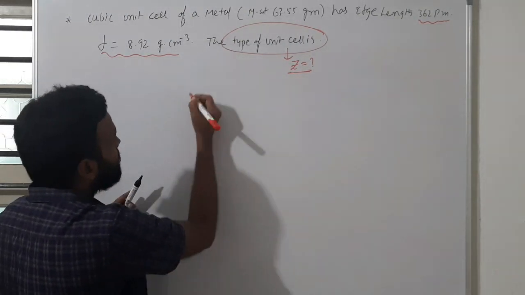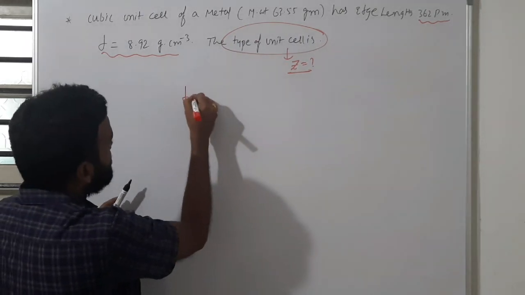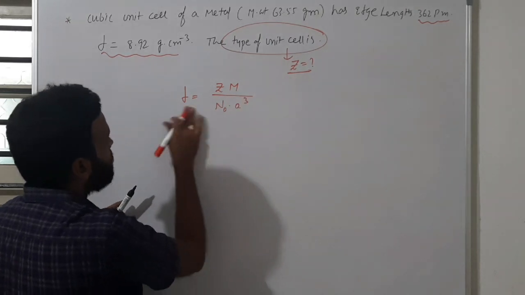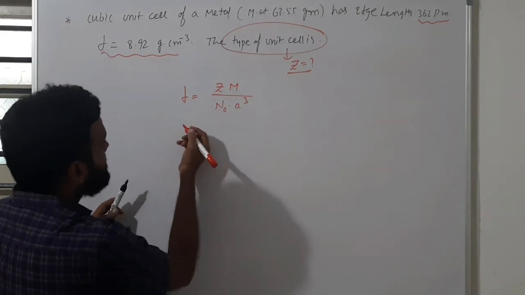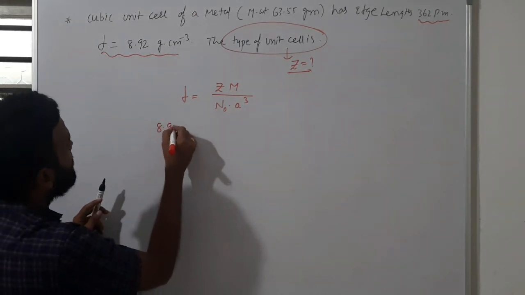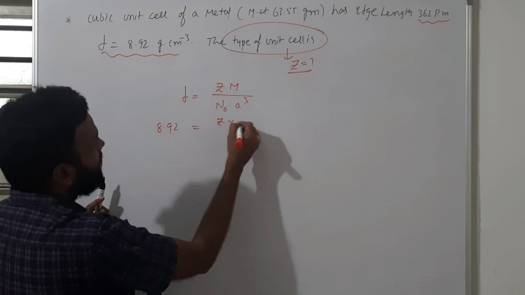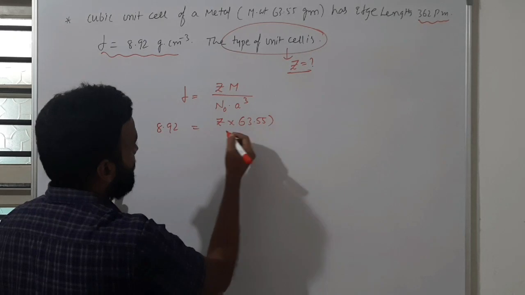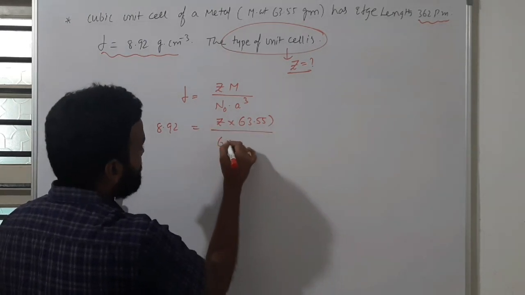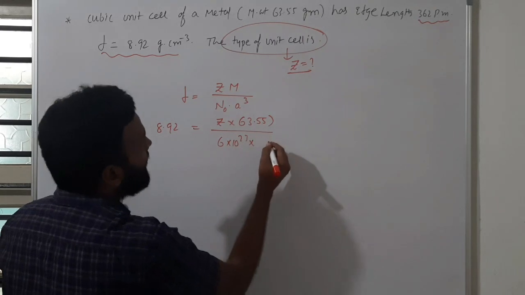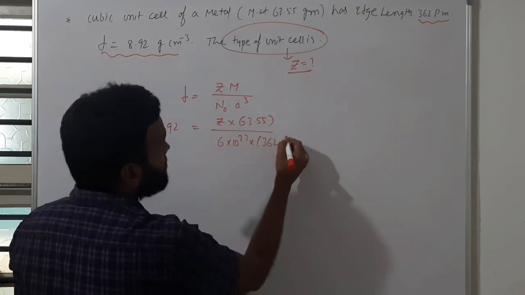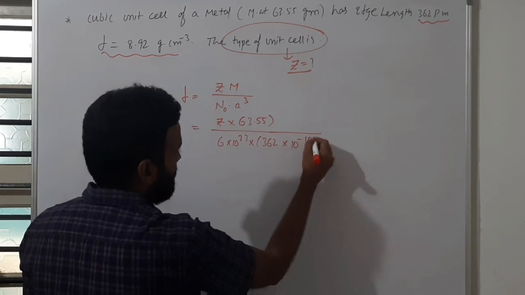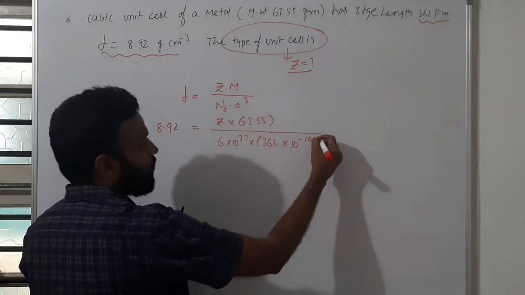Now let's see, according to the numerical, what to do. Density is ZM by N naught a cube. So what is the density here? Density is 8.92. Z I don't know. Molecular weight is nothing but the atomic weight here, 63.55. And Avogadro number 6 into 10 power 23. And edge length is 362 into 10 power minus 10 centimeter, and I have to consider the whole cube.